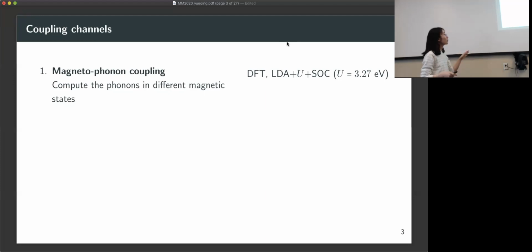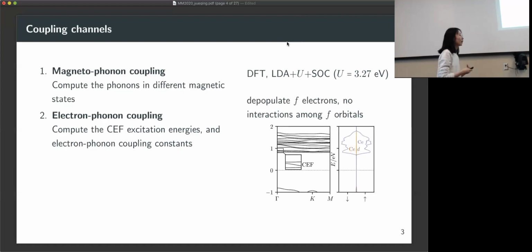For this one, we computed the phonon modes in different magnetic states, AFM and FM, using density functional theory with LDA plus U plus Mannheim coupling. And also we can have electron phonon coupling, which also gives rise to the CEF phonon coupling. For this one, we compute the CEF excitation energies and also the electron phonon coupling constants. We depopulate the f electrons in the material, so there are no interactions among the f orbitals. Then we can conveniently extract the differences between the f orbitals as the CEF excitation energies.